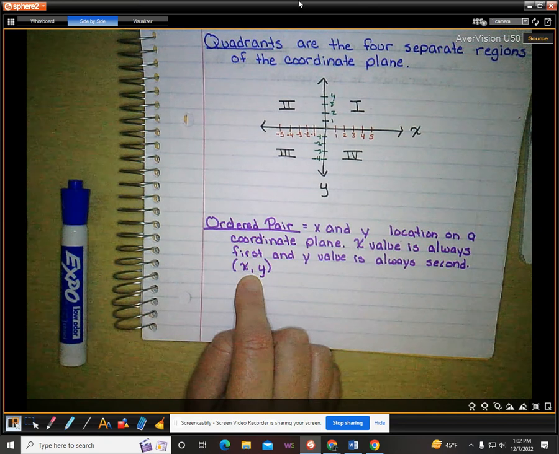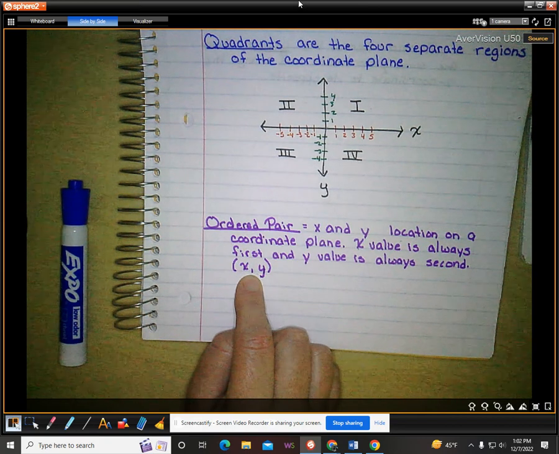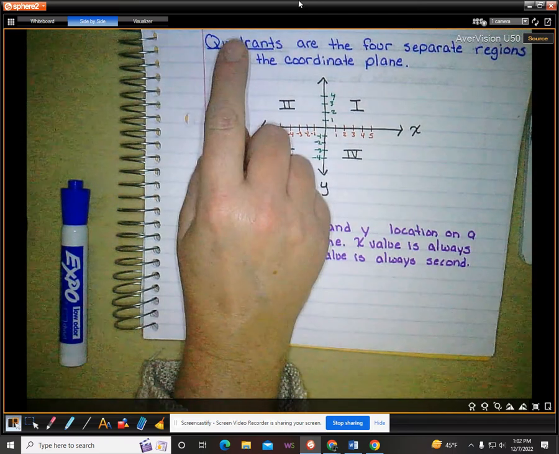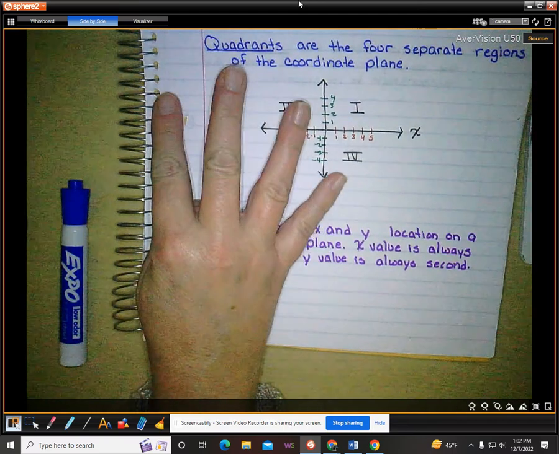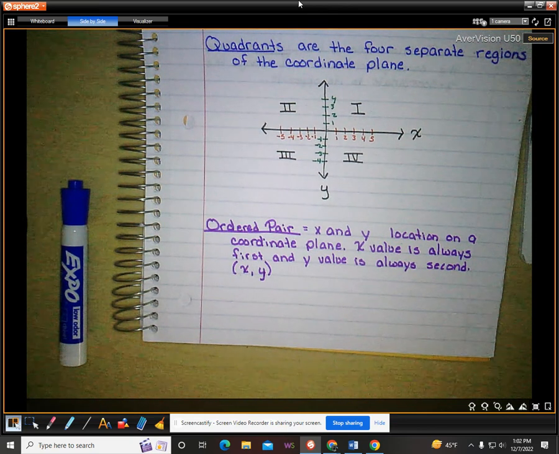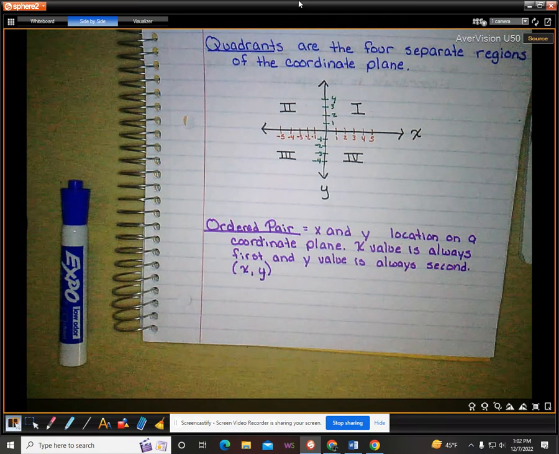Okay. Ordered pair deals with 2. Quadrant deals with 4. Knowing those root words, which I know you learned in 5th grade, can help you with a lot of things. Okay.